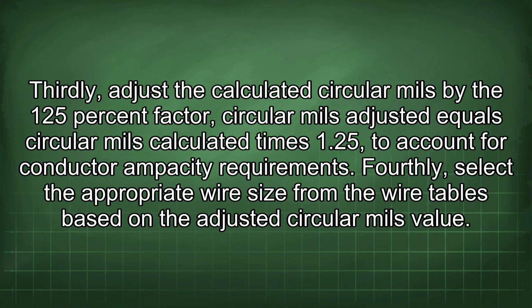Circular mils adjusted equals circular mils calculated times 1.25 to account for conductor ampacity requirements. Fourthly, select the appropriate wire size from the wire tables based on the adjusted circular mils value.